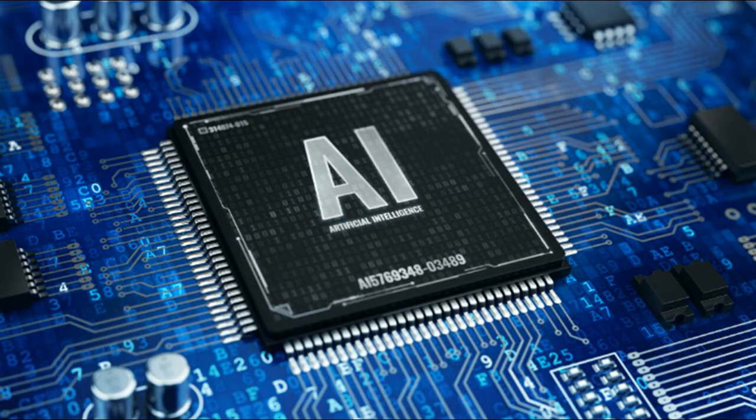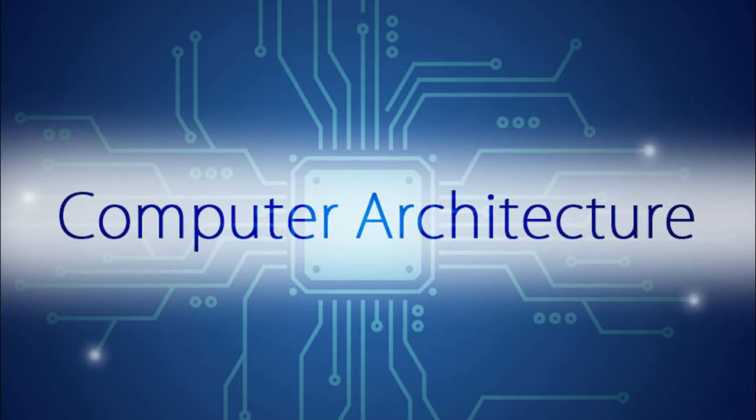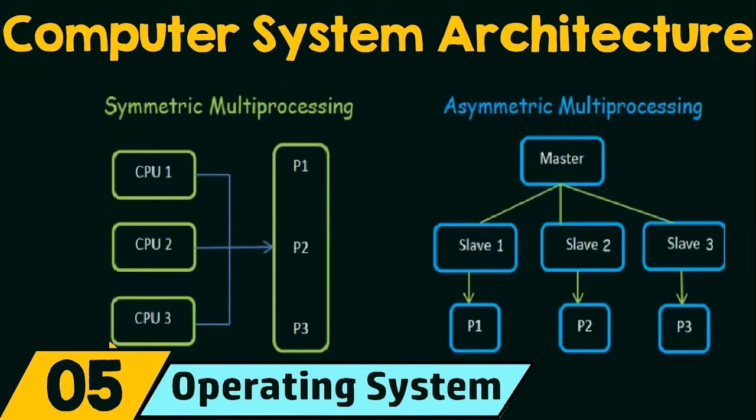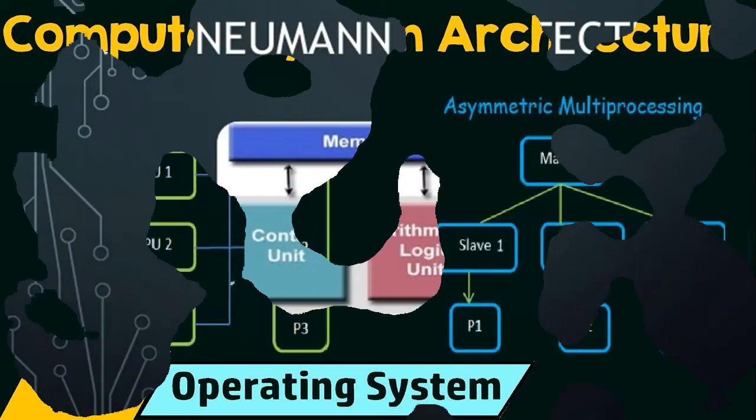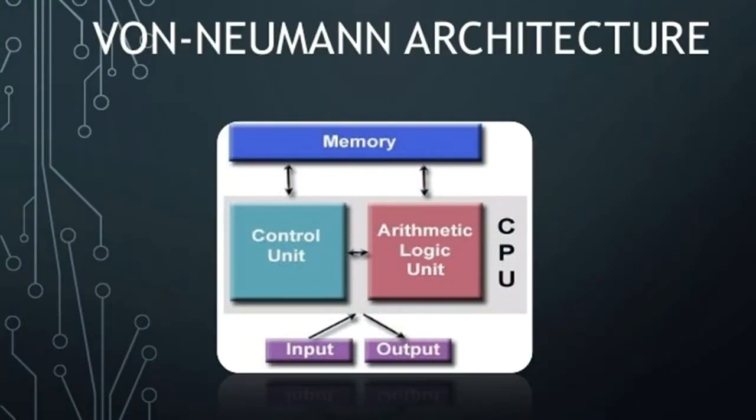Today we are going to know computer architecture. In computer engineering, computer architecture is a set of rules and methods that describe the functionality, organization, and implementation of computer systems. Some definitions of architecture define it as describing the capabilities and programming model of a computer but not a particular implementation. In other definitions, computer architecture involves instruction set architecture design, microarchitecture design, logic design, and implementation.